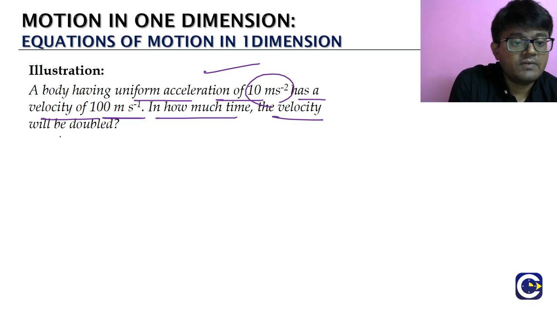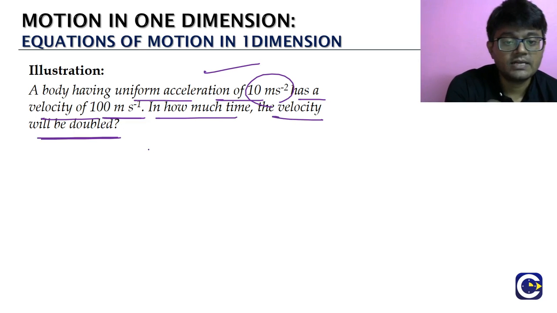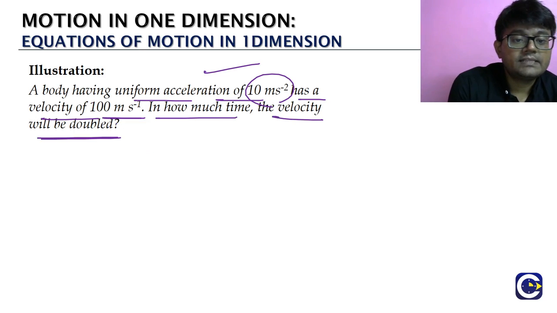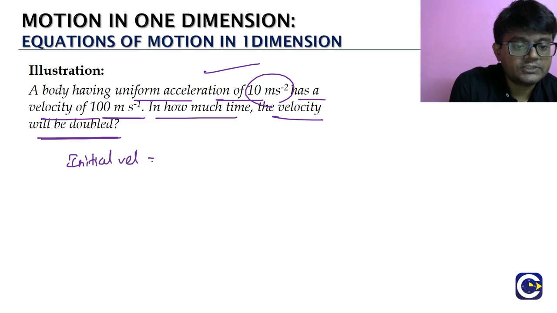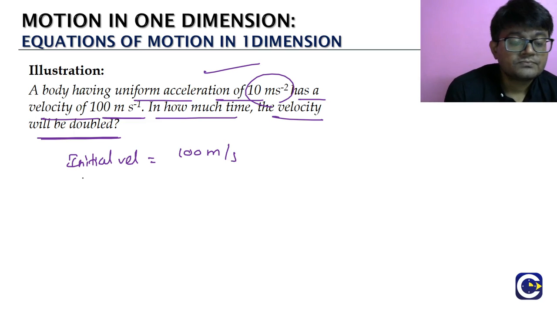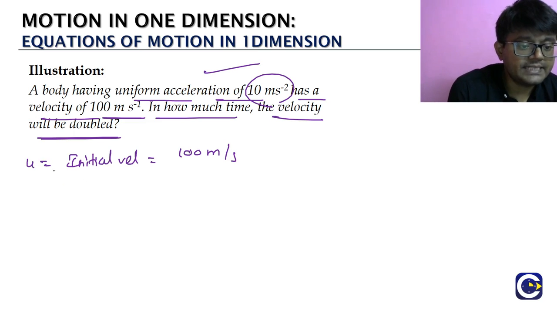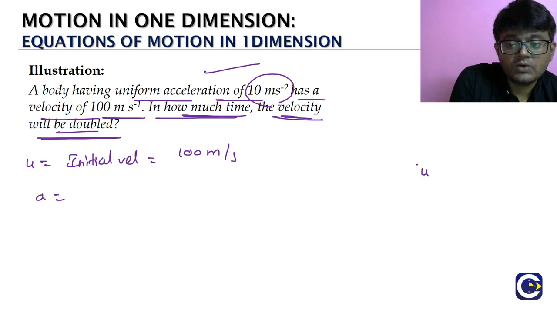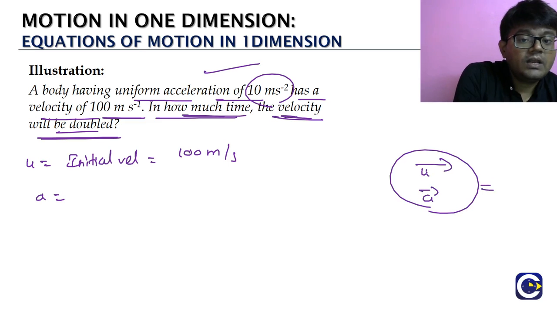In how much time will the velocity be doubled? This is also another hint: when they say the velocity is doubling, it means the acceleration is in the same direction as the initial velocity. So here the initial velocity, our u, we will take as 100 meter per second. What about the acceleration? Since the acceleration has to be in the same direction as the initial velocity, then only the velocity will get doubled.